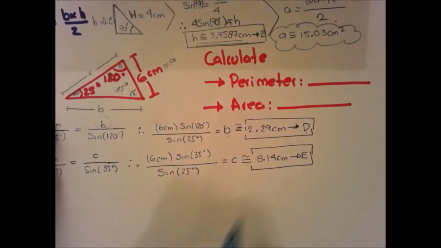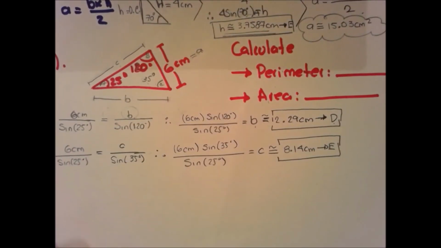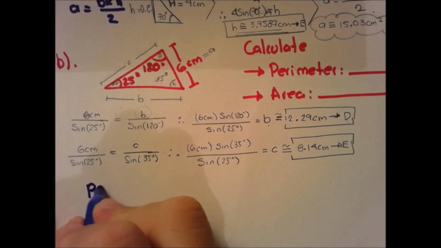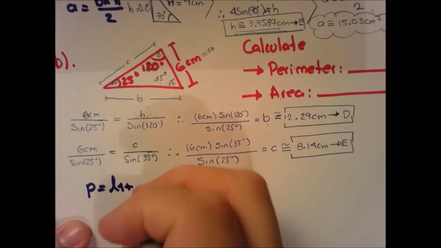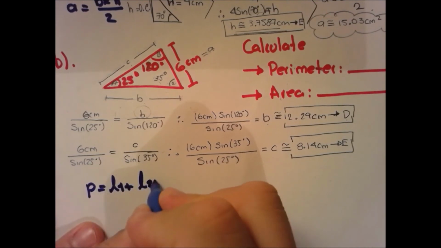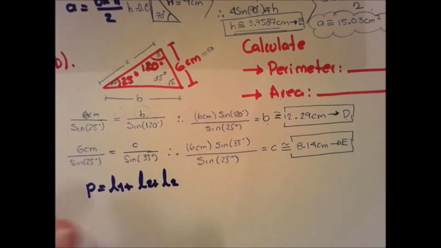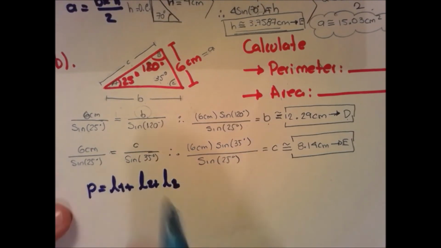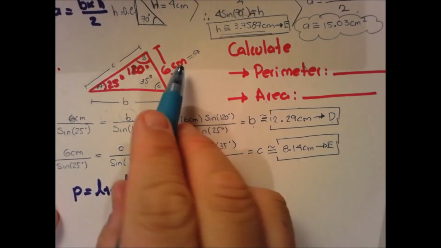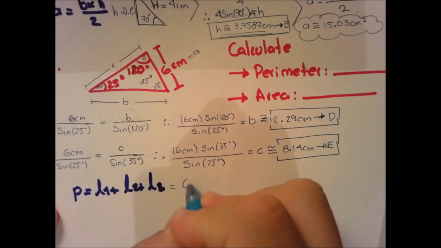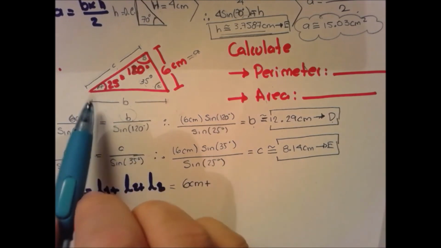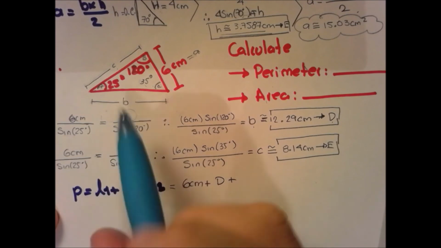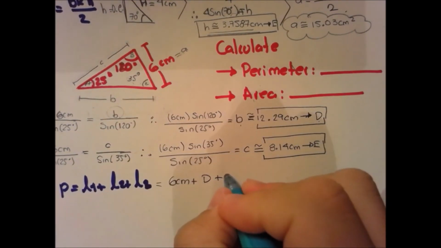So with that information, I have the 3 sides of the triangle, and then I can calculate the perimeter. That is going to be one side plus the second side plus the third side. Okay, length. And this is going to be equal to side A is 6 centimeters plus side B is D on my calculator, and side C is E on my calculator.